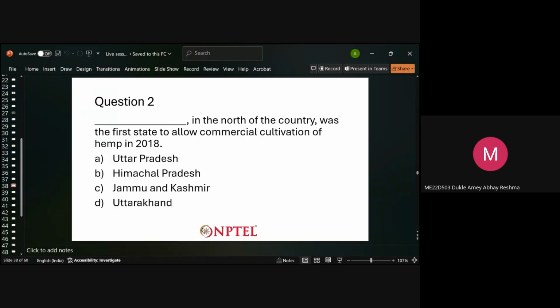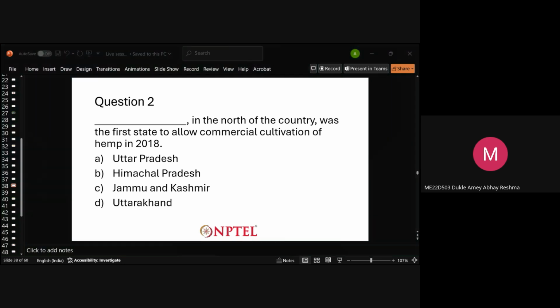Moving to the next question. Dash in the north of the country was the first state to allow the commercial cultivation of hemp in 2018: Uttar Pradesh, Himachal Pradesh, Jammu Kashmir, Uttarakhand. So this was a very famous personality who had advocated for this. He also runs a very famous company that produces and markets Ayurvedic products. So that is one hint I wanted to give. Please give your answers in the chat.